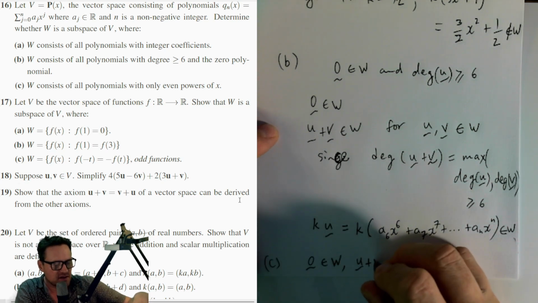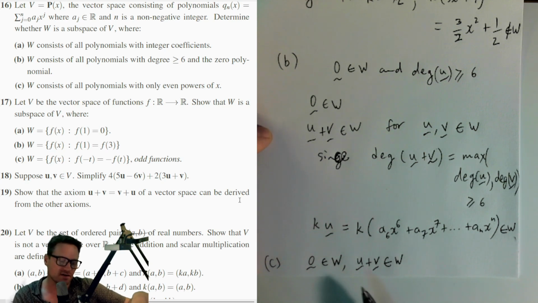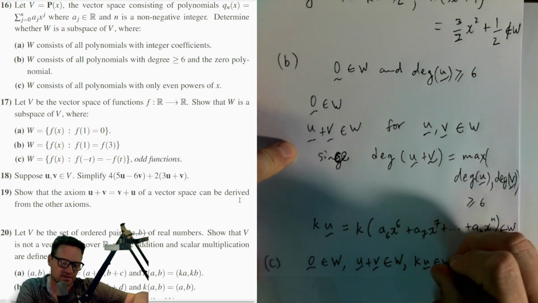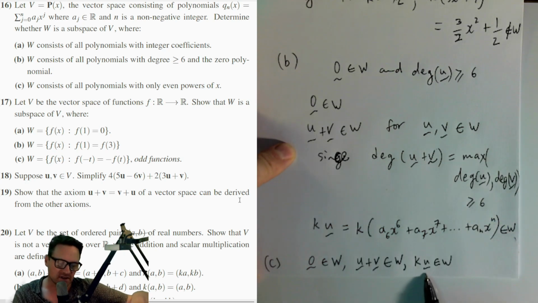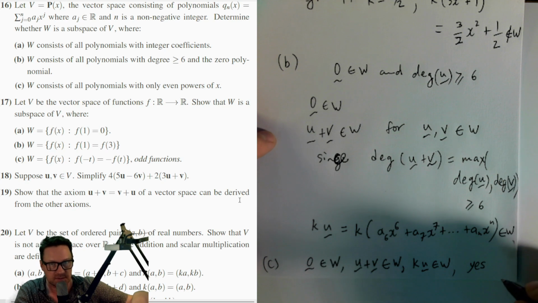u plus v is in W when u and v are in W, because if u has only even powers of x and v has only even powers of x, then the sum has only even powers of x. Okay, and finally ku is in W. When u has only even powers of x, a scalar multiple of that also has only even powers of x, and so it must also be in W. So the answer for this one is yes, W is a subspace of V.